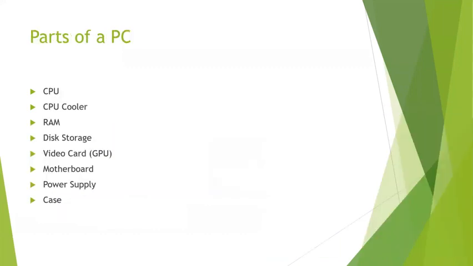However, we also need to understand what those parts I just showed you at the very beginning actually were. There are 8 parts that we're going to be talking about, and these 8 parts are the parts that you must have in order to build a PC. They are the CPU, the CPU cooler, the RAM, the disk storage, the video card, the motherboard, the power supply, and the case.